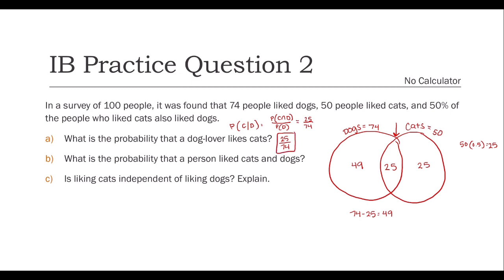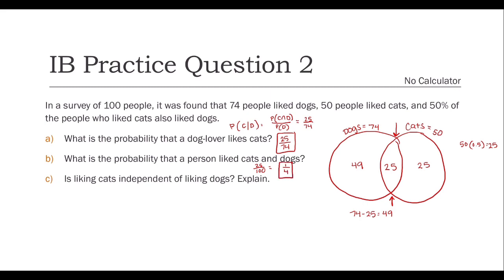Part B says, what's the probability that a person liked cats and dogs? So the probability of liking cats and dogs is this middle section, and then it's out of the total. So the total number of people was 100. So this would be 25 out of 100, which simplifies to 1/4.